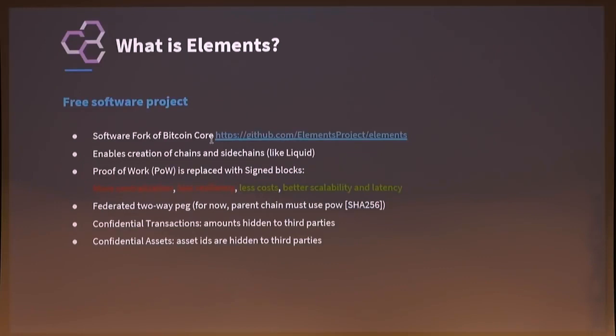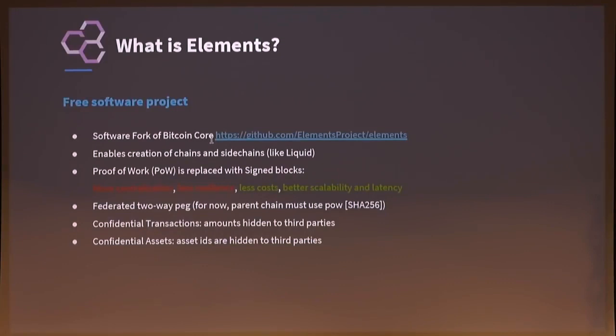Some of the differences: the proof of work is replaced with signed blocks, which is basically a script, the same as in transactions. So it can be anything, but usually you would use multisig for a federation. This has advantages and disadvantages. It's more centralized and less reliable than proof of work, but it also has less cost, it can scale better, you can have faster blocks.